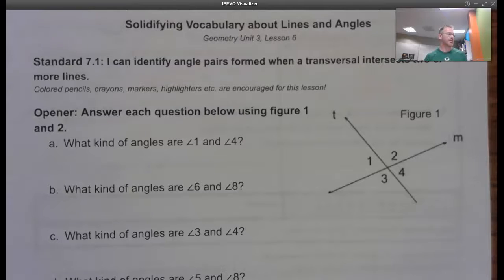All right, and we're going to continue our conversation about parallel lines. What we're going to focus on today is moving into a geometric interpretation of parallel lines and what that might mean versus the algebraic interpretation we've been working on for the past few lessons.